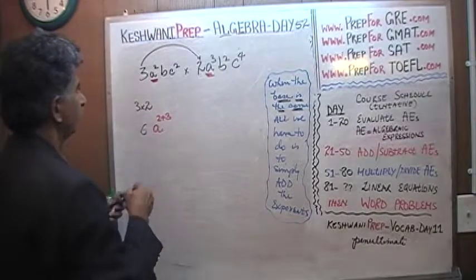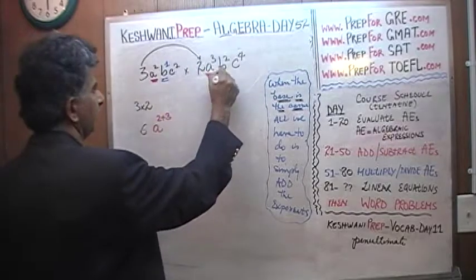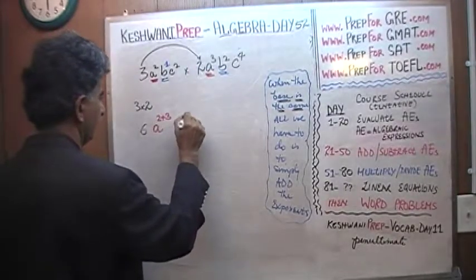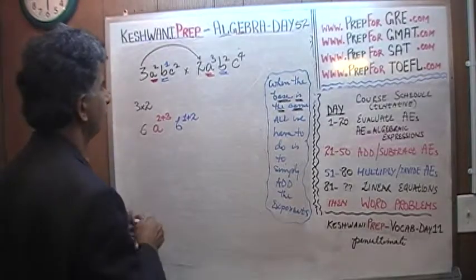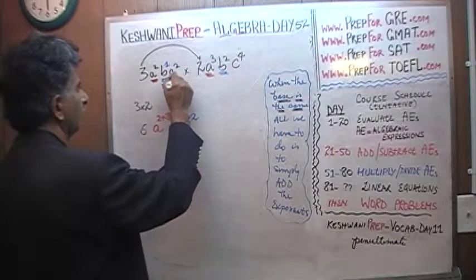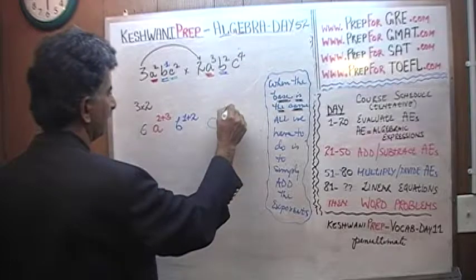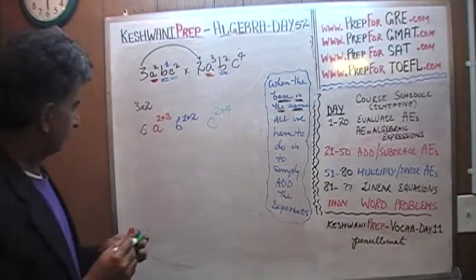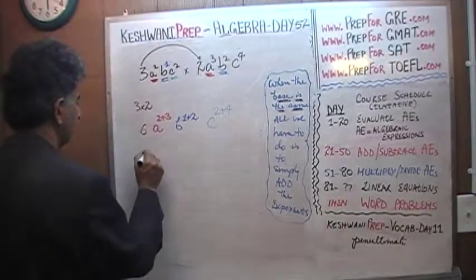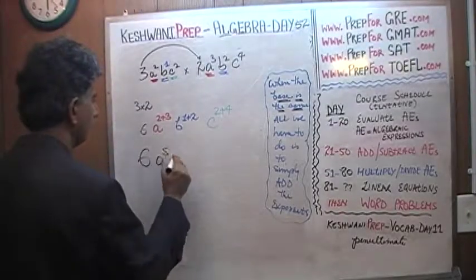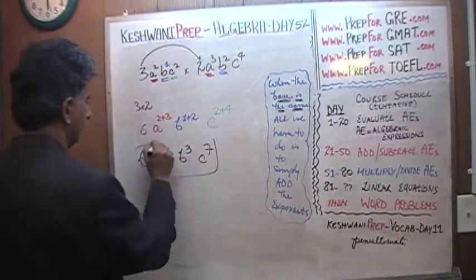Then we have b raised to first power and b raised to second power, b to the first plus second power. And then finally we have c squared, which is c raised to second power, and then c raised to fourth power. That's it, that's our answer. Let's simplify it. 6, a raised to the fifth power, b raised to the third power, c raised to the seventh power. Voila. That's your answer.